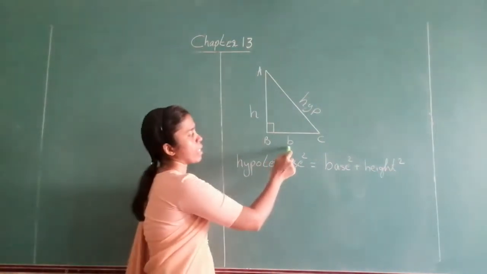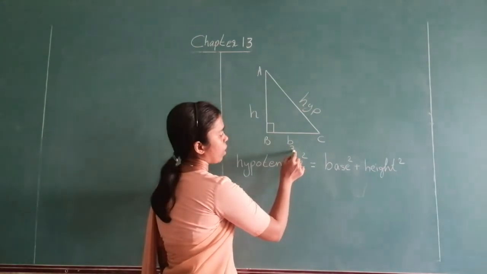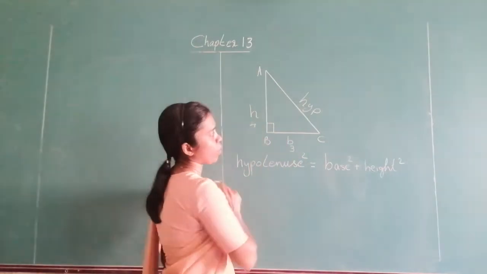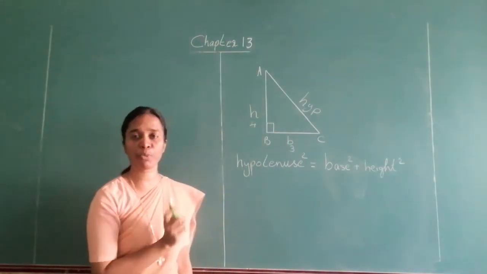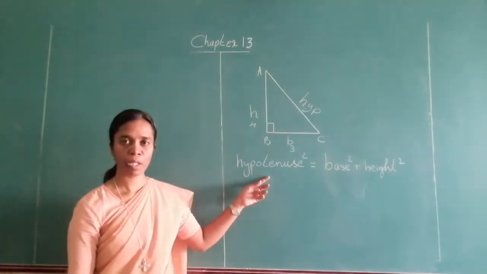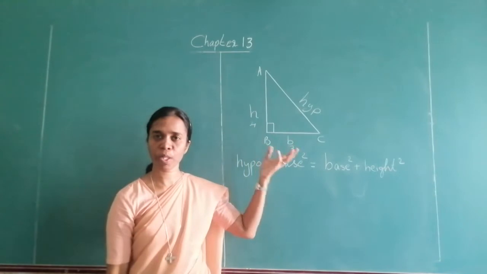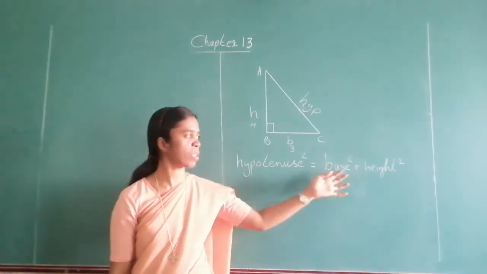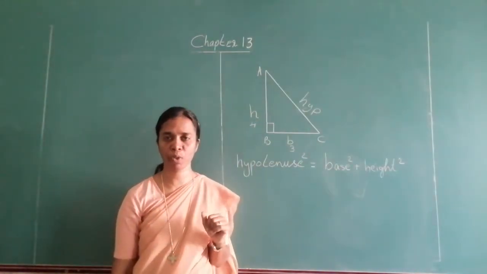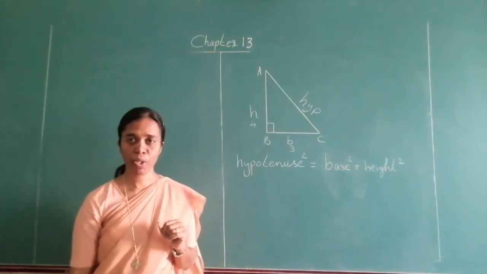Suppose you are given base as 3, height as 4 and you are not given hypotenuse. How do you find out? Using this formula. Suppose you are given hypotenuse and any one of the other values is not given. You can find out using this formula. Whichever is missing, you have to find out. Okay. So shall we proceed?